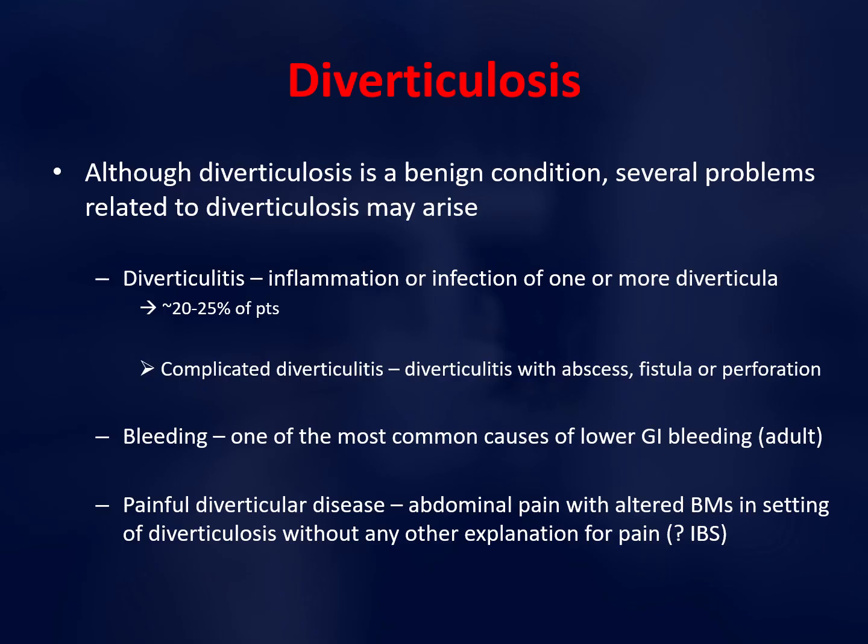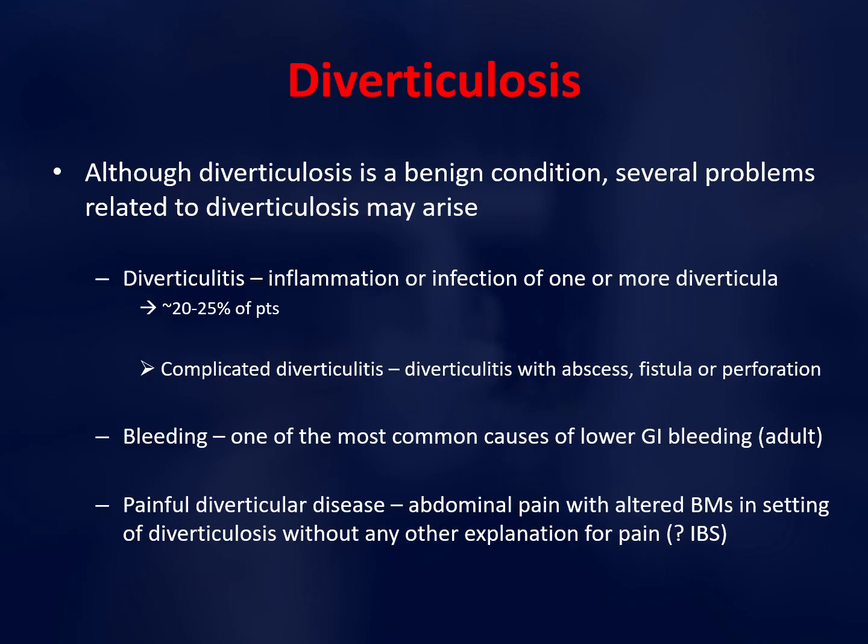It can be complicated by a perforation with formation of an adjacent abscess, or a perforation with more diffuse infection, what we call peritonitis, and this infection can progress to adjacent organs and cause fistula into the vagina or the bladder. The second complication or manifestation of diverticular disease would be bleeding.